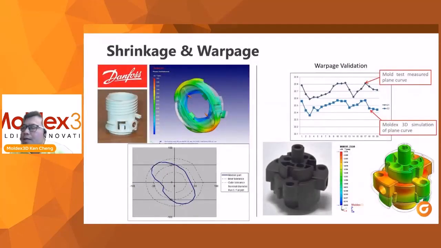And this shows you a case study about the warpage validation. So you can see how the part is going to warp, including the roundness. So through roundness, you are able to get it from Moldex3D to understand how the part is going to warp.